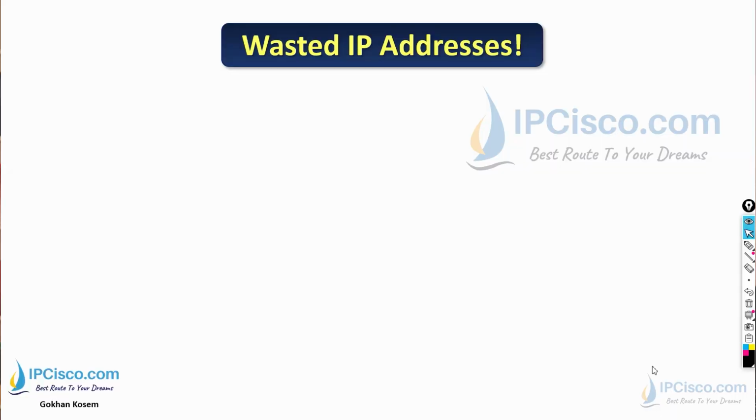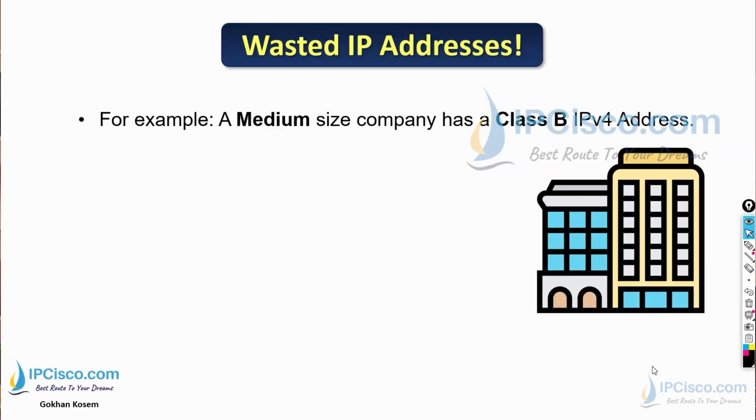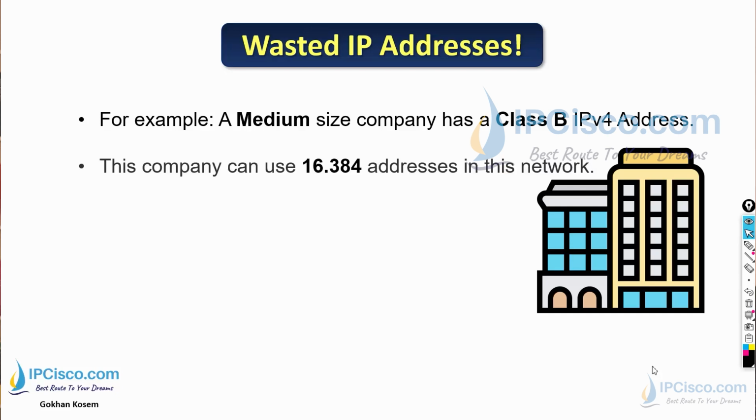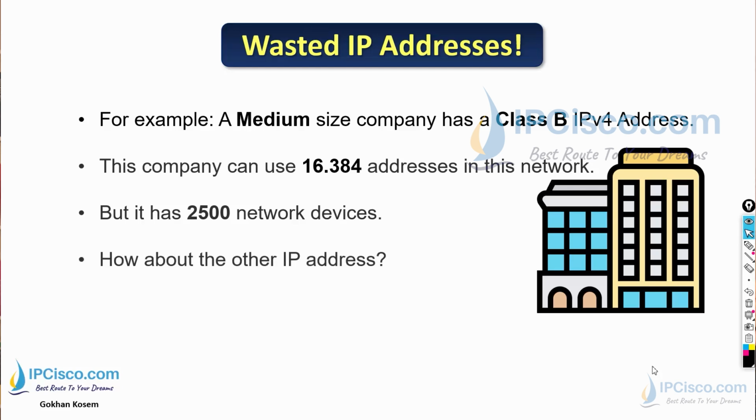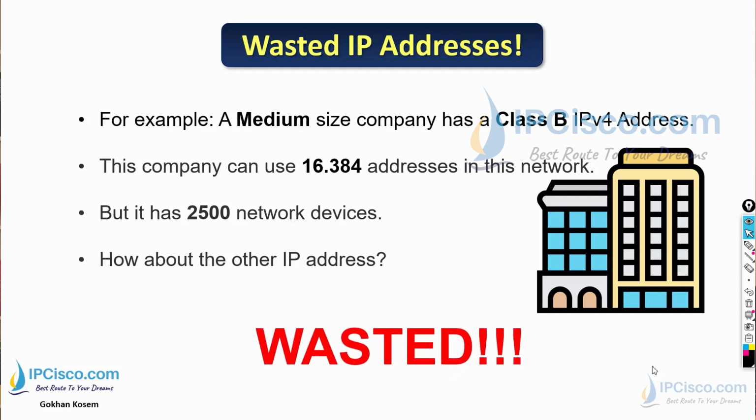Let's show the benefits of CIDR with different examples. Here, if you have a medium-sized company, you will have a Class B IP version 4 address. This company can use 16,384 addresses in this network. But it has 2,500 network devices or interfaces that require an IP address. How about the other IP addresses? All these IP addresses will be wasted.